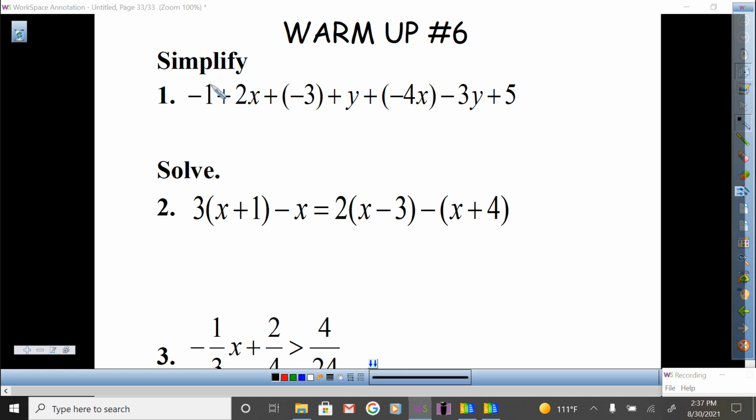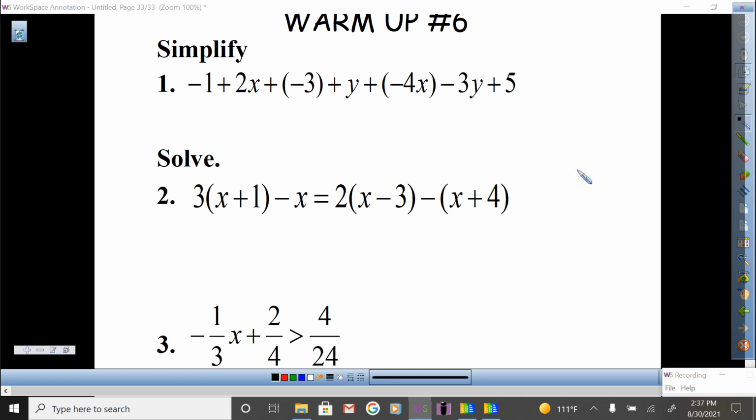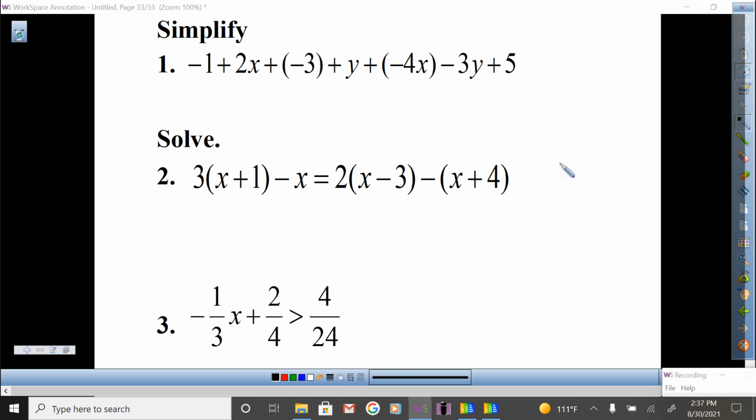Number 6 reads, problem number 1, simplify. Negative 1 plus 2x plus negative 3 plus y plus negative 4x minus 3y plus 5. So, first thing I asked you to do with these is to check for what? Addition throughout. Is that correct? Addition, addition, addition, addition, subtraction, and addition. That means I need to make a change right there. So what does that change? This becomes a positive. And what is the opposite of a 3y? Negative 3y. So I no longer use this, and everything else stays the same.